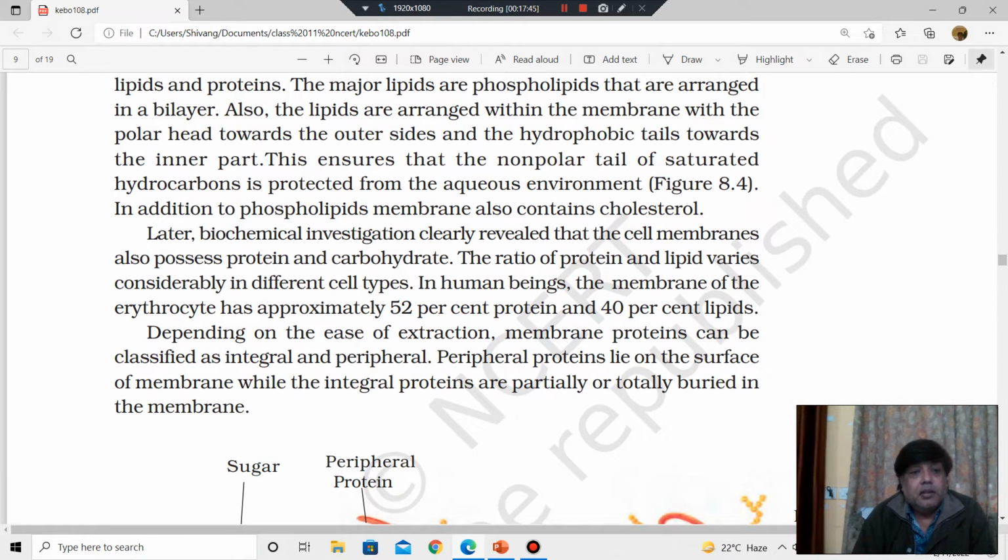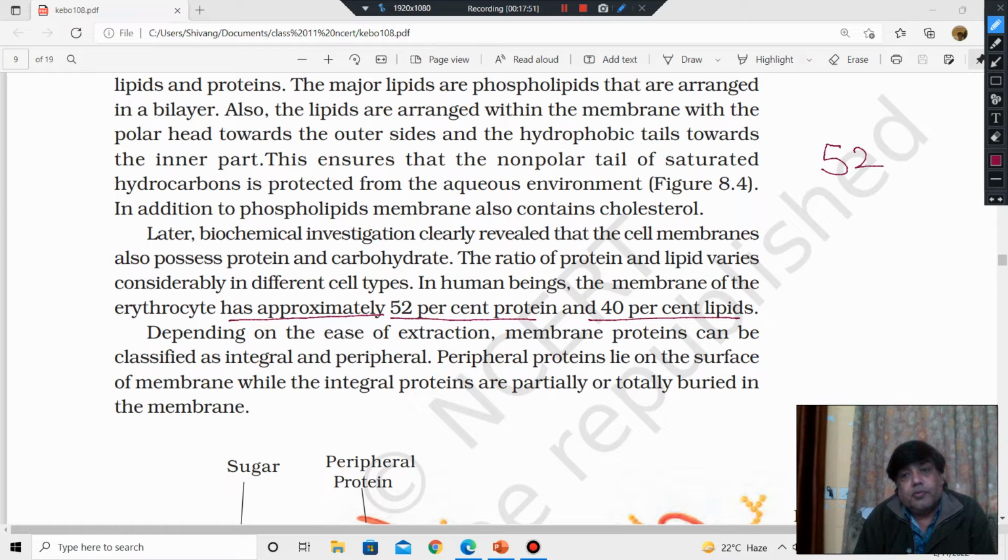In human beings, the membrane of the erythrocyte has approximately 52% protein and 40% lipid. So the human RBC membrane has 52% protein and 40% lipid. Depending on the ease of extraction, membrane proteins can be classified as integral and peripheral.